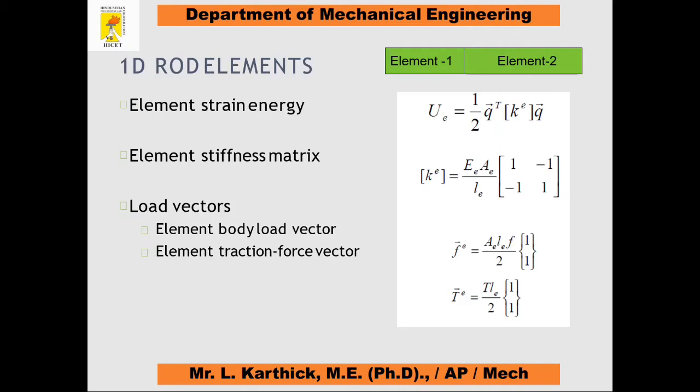If you want to analyze the load vectors, since we have different types of loads, one is body force, a traction load, as well as point load. If it is a body force vector, then fe = (A Le f / 2) [1; 1], and if it is a traction, then Te = (T Le / 2) [1; 1]. With the help of these expressions, we are going to calculate the element strain energy, stiffness matrix as well as load.